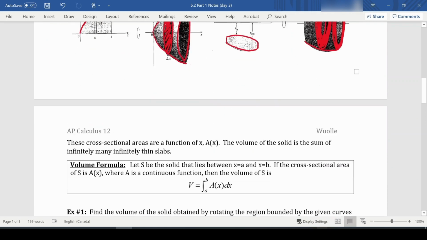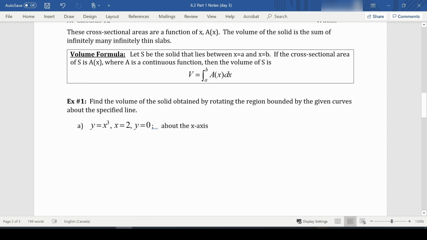So if we think about integration as our Riemann sum, we were adding up an infinite number of things. That's all that's happening here. In our integration, we are now adding up an infinite number of slabs with an area A of x. So if S is the solid that lies between x equals A and x equals B, those would be our bounds.